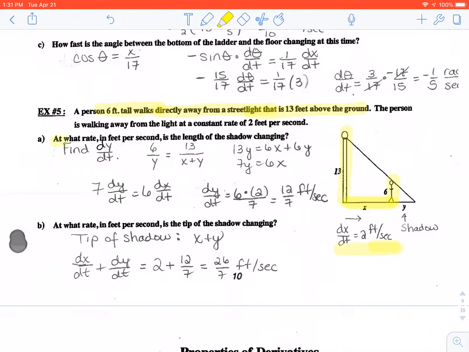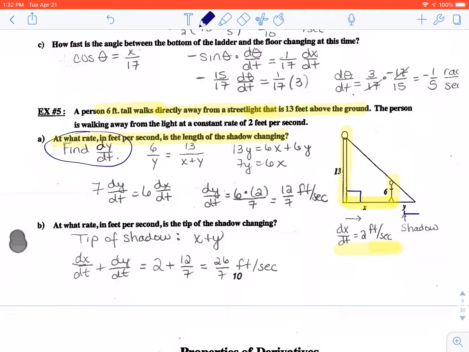They want us to find out what rate the length of the shadow is changing. Well, y is the shadow. So the rate that the length of the shadow is changing would be dy dt. So we're finding dy dt. We're going to use similar right triangles to set this up.